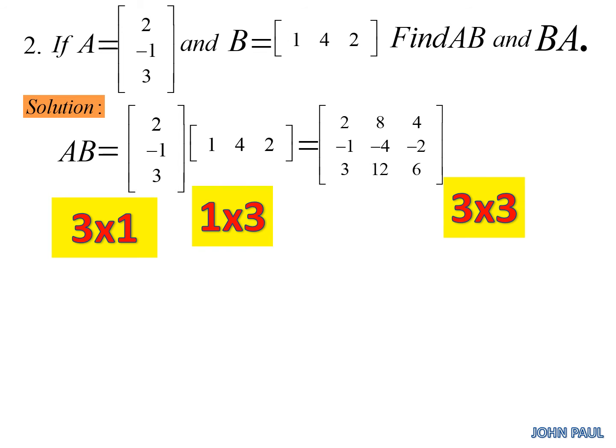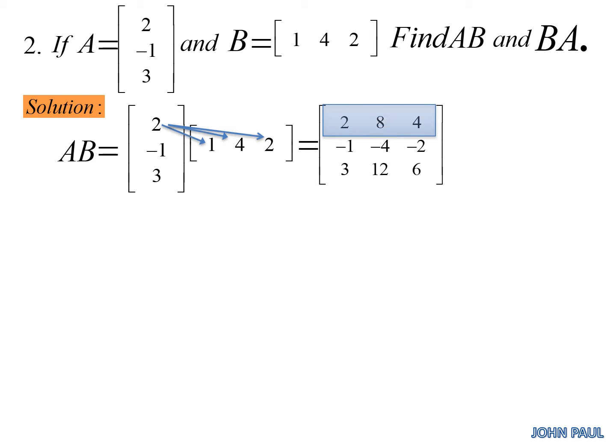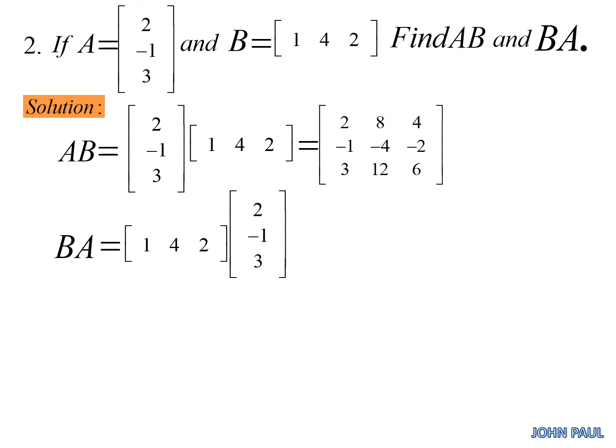Equal to, we'll take the first row, that is 2, multiplied with 1, with 4 and with 2. Now we'll do the same thing with minus 1 and 3.